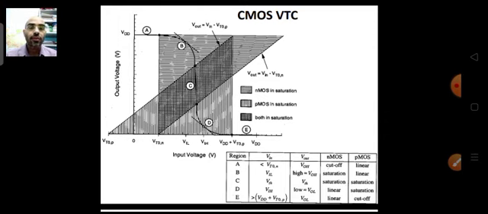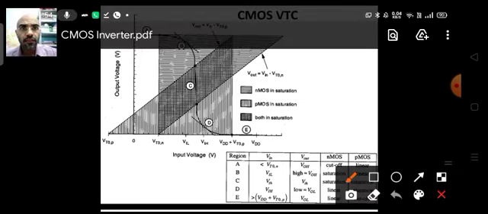Okay, so let's say in region A, if you consider part A of this curve, then in this region, from this table, you can see very easily, this table is the same. We have drawn this table from our previous explanation. So in this region you can see what is happening. I'll try to explain these things.